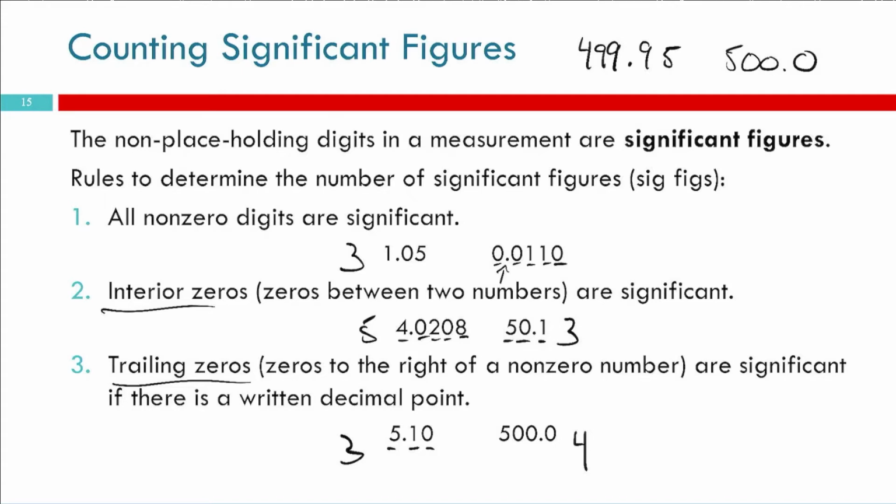Those last 3 are not significant. Just the last one is, because these front zeros are just telling you how far away from the decimal point you are. They don't reflect anything about the precision of the measurement. And what happens if there are multiple zeros after the decimal? That's the level of precision.